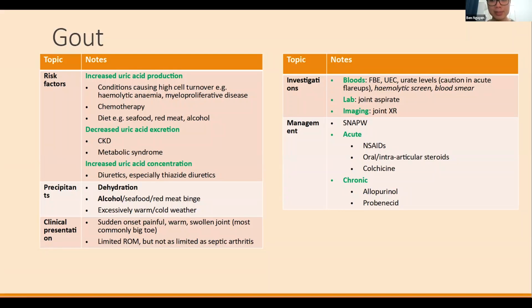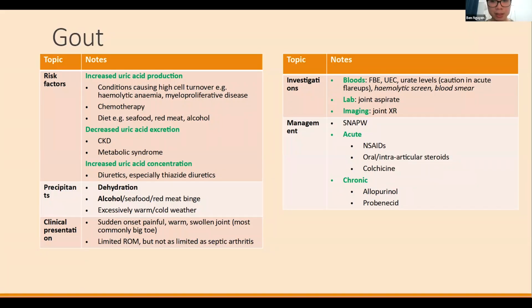Bloods, yeah. Just be careful with measuring uric acid levels because in an acute flare, uric acid levels could actually be decreased because, as you can imagine, all the uric acid is in the joint itself, right? So there's not much of it left in the serum to measure.